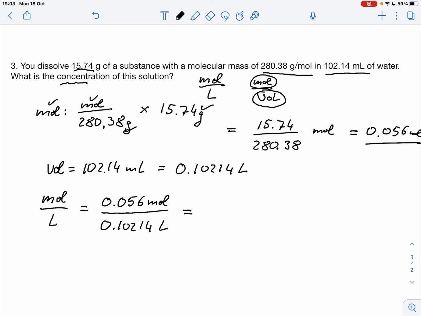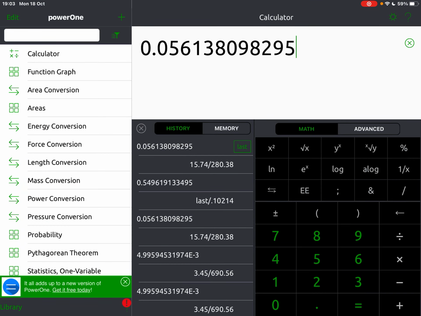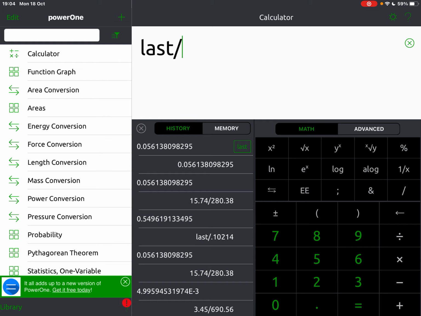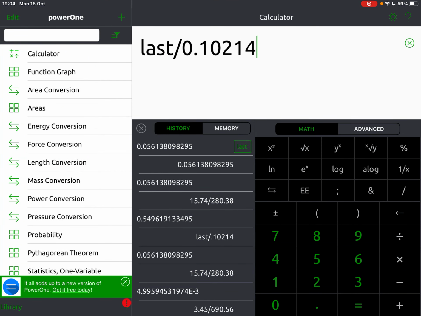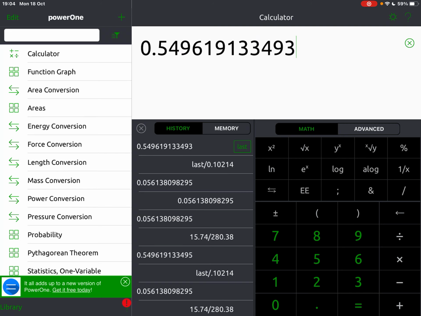And what we need to do is put that into the calculator. So here we've got the last value that we calculated. Let me quickly go back. That was this one here, that was the mole. Now we divide it by 0.10214, and we get 0.45496.